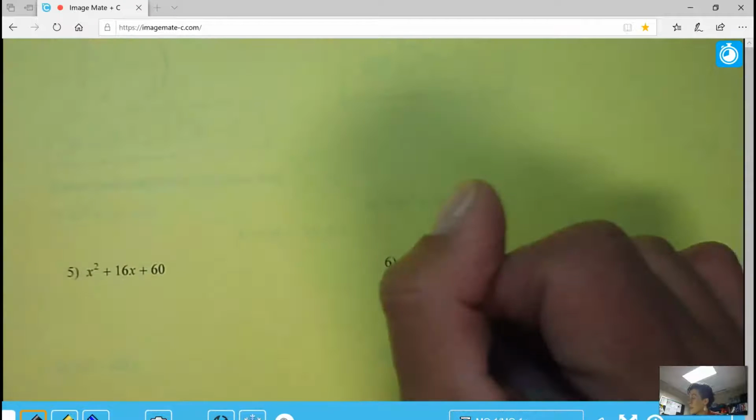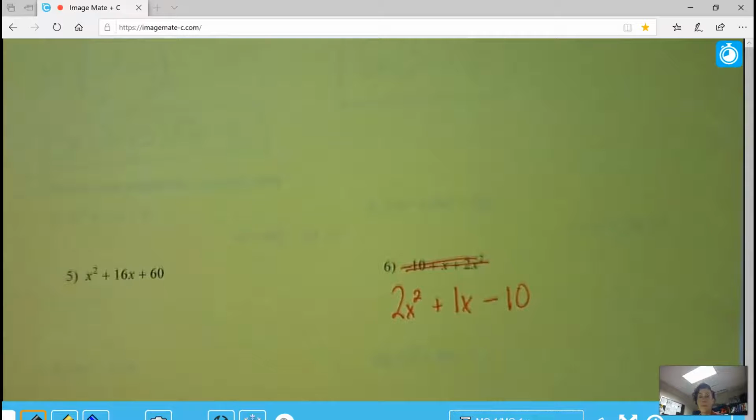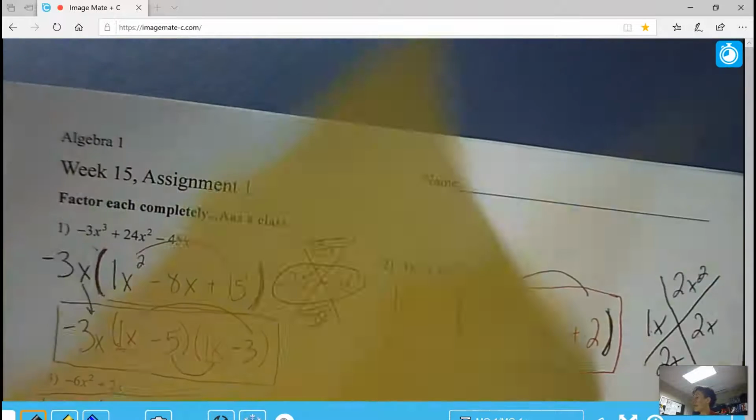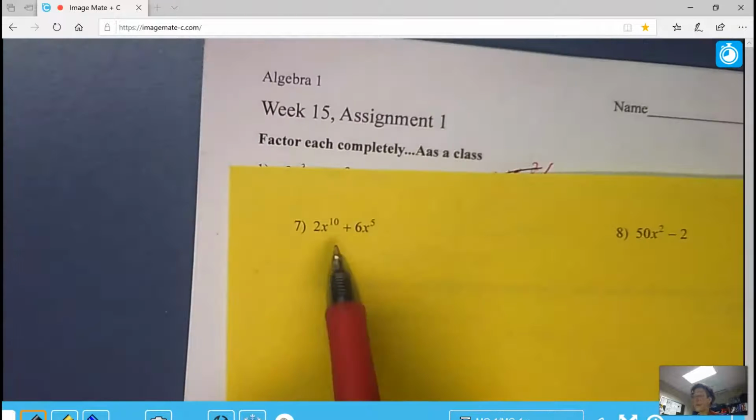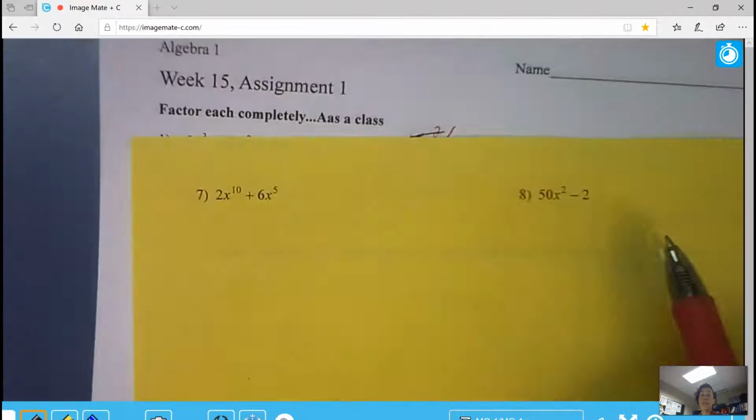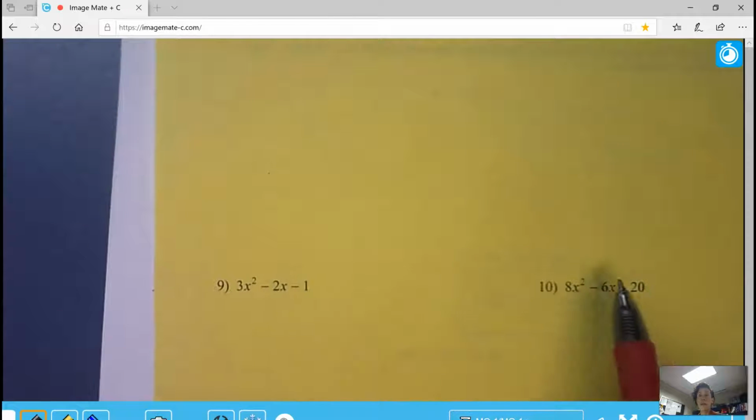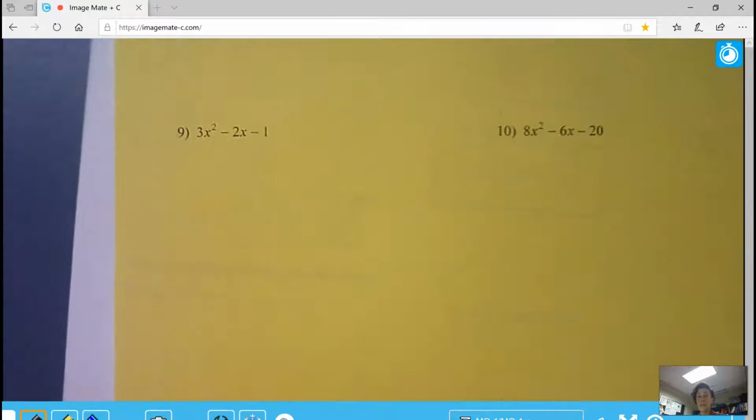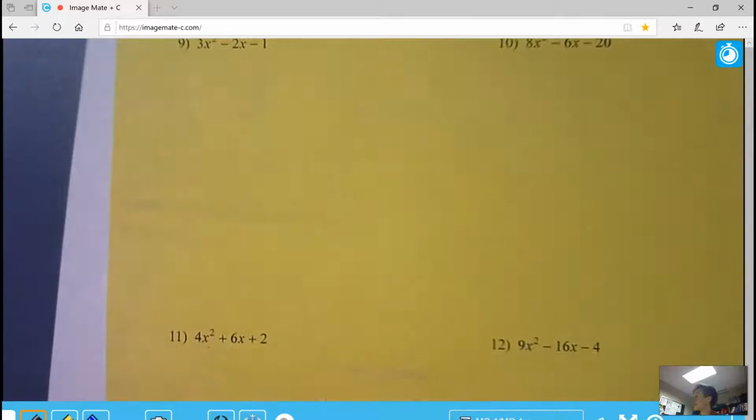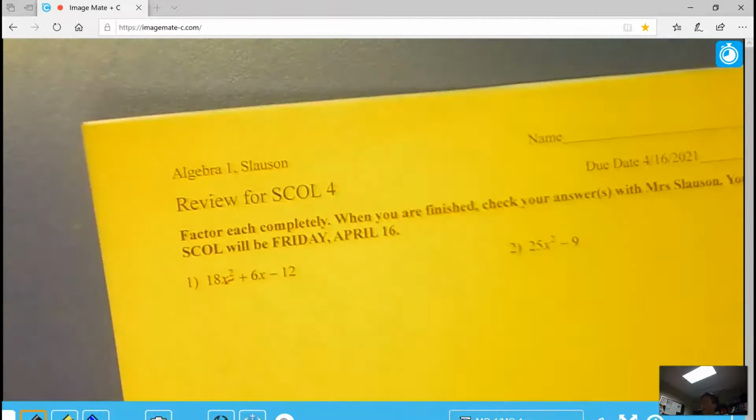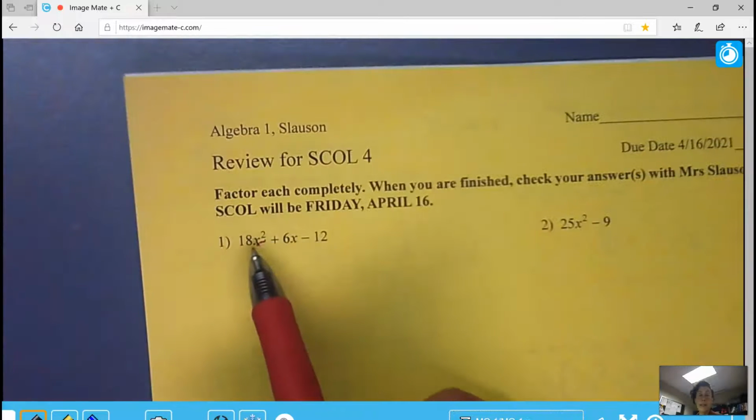So this version is no longer needed. And then on the back, there are more problems. So x squared, x number, x squared, x number, x squared, x number. They're all in standard form. Just that one was not. So let's get started. First thing I'm going to check for is that this is positive, so that's good.